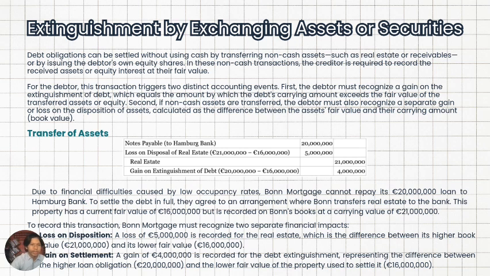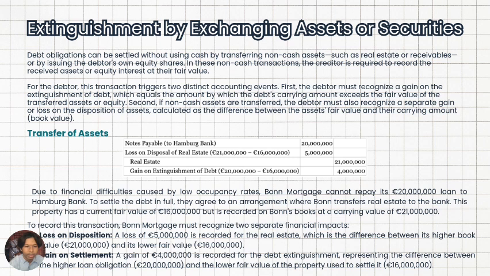Next is extinguishment by exchanging assets or securities. So the debt obligation can be settled without using cash by transferring non-cash assets such as real estate or receivables, or by issuing the debtor's own equity shares. In this non-cash transaction, the creditor is required to record the received asset or equity interest at their fair value.